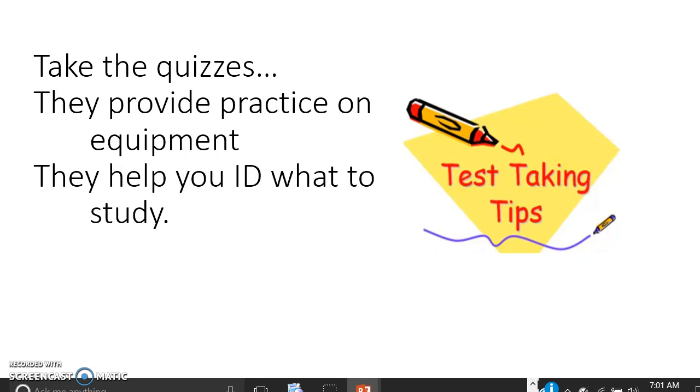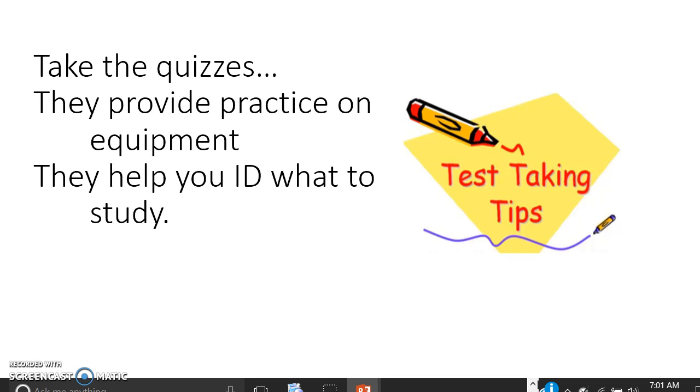The other reason to take the quizzes is they will provide you practice on the equipment. However you are going to take your tests, you should practice on the same equipment taking the quizzes. If you're going to have issues with any type of software or hardware, you need to know that when you take the quizzes and not when you take the tests.